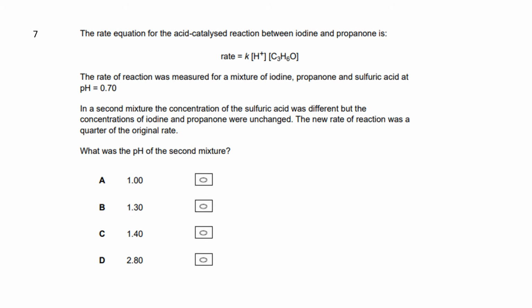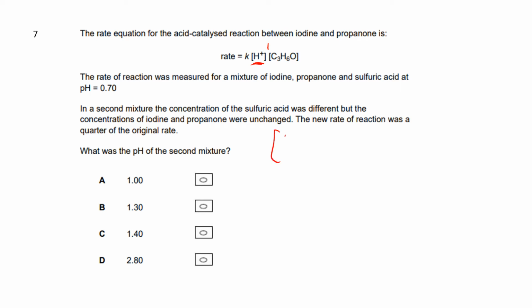Okay, so on this one, what we can see is basically saying everything stays the same apart from the H plus, and it's caused the rate to be divided by 4. We can see that the H plus concentration is first order, so it's directly proportional to the rate. So if the rate's been divided by 4, the H plus concentration must be divided by 4.